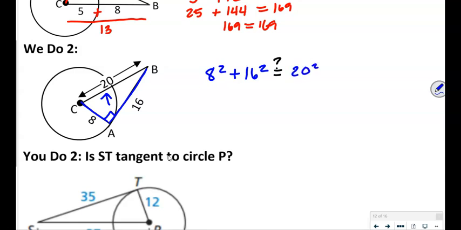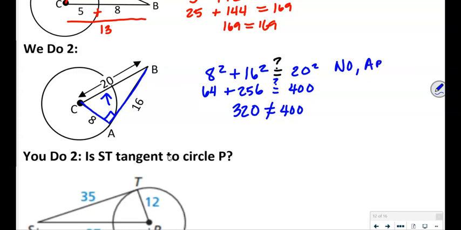So I'm going to cheat a little bit and look at my sheet because I already did this on my paper. So this is 64 plus 256. And the question again is, does that equal 400? Well, when I add 64 to 256, I don't get 400. I get 320. So 320 does not equal 400. So the answer here is no. AB is not tangent to circle C. Okay, just doing my circle symbol there.